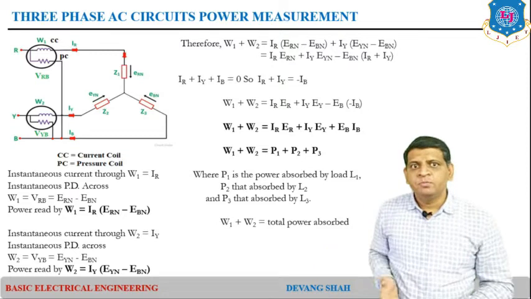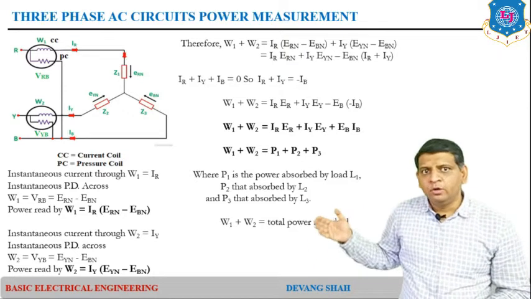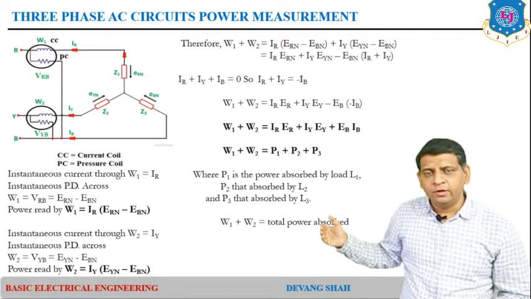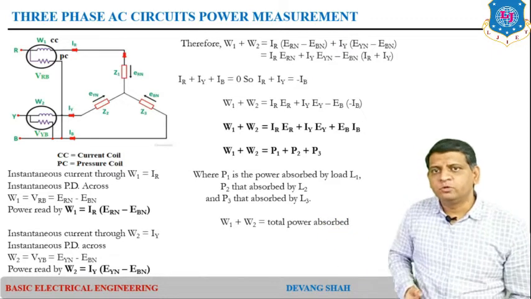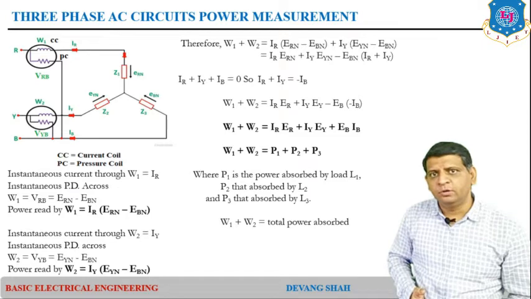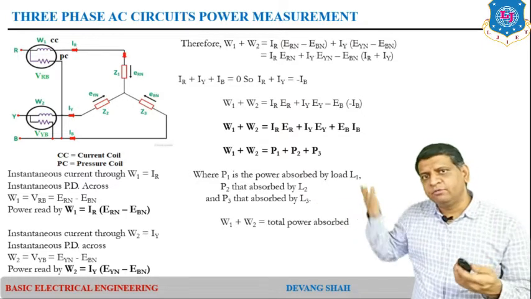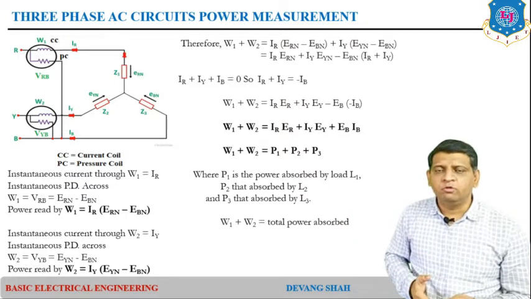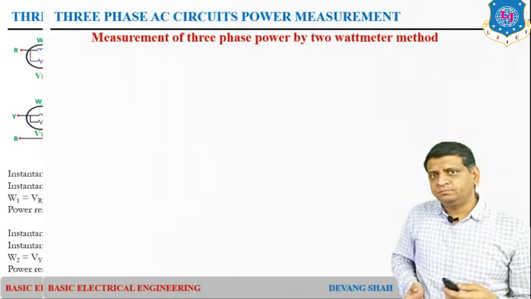Same way here, P1 is the power absorbed by load L1, P2 is the power absorbed by load L2, and P3 is the power absorbed by load L3. So my total power is nothing but W1 plus W2. This is the same equation that we found using the 3 wattmeter method.